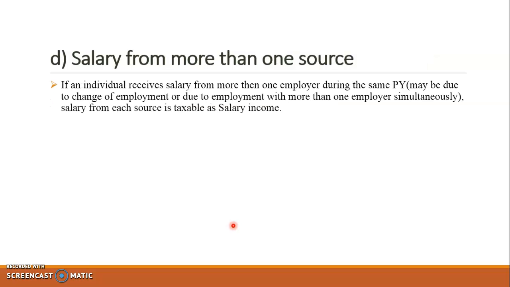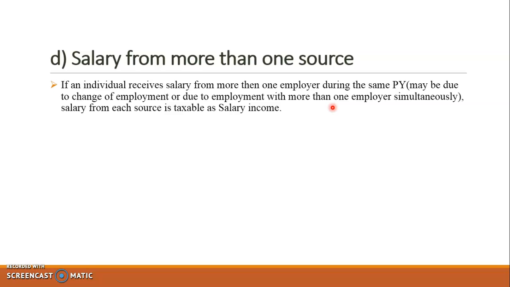Then salary from more than one source. If an individual receives salary from more than one employer during the same previous year, it could be that he has changed his employment. So if employment changes, there could be another employer, or he is simultaneously working with two employers in the same financial year, in the same previous year. This could happen if he is on a contractual basis or he is just providing guest services. In that case he could have more than one employer.